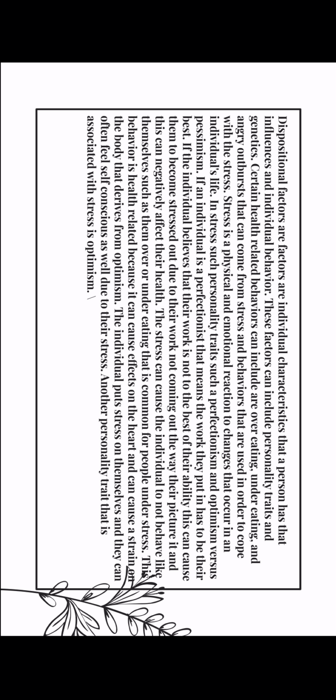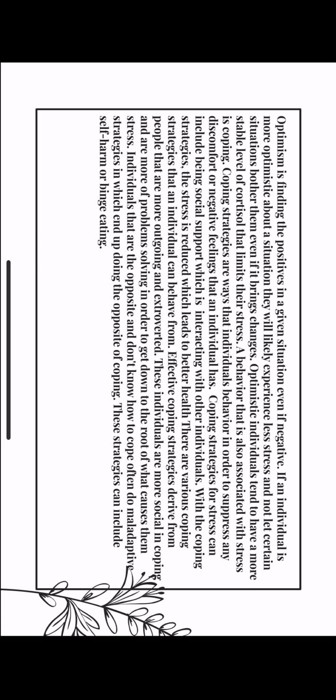Another personality trait that is associated with this behavior is optimism. An optimistic person finds the positives in every situation. Even if something is going badly for them, they always look ahead and think of the positive things that will come. If an individual is more optimistic, they won't really stress about certain things in their life because they think everything's going to be okay and these situations won't bother them in the future. As well, optimistic people tend to have stable cortisol levels, which limit the stress that they have in their body.